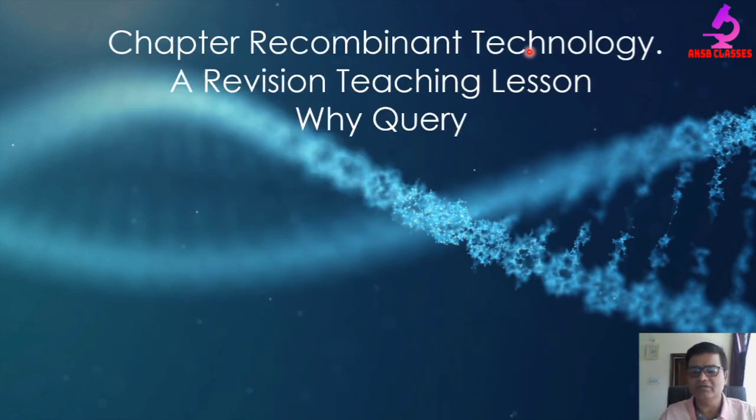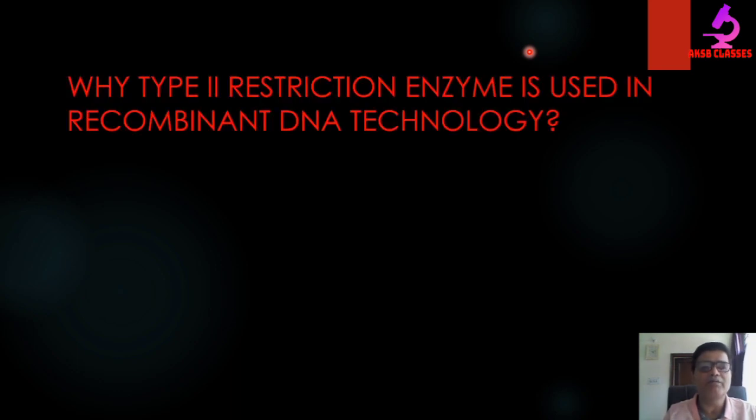So there are a lot of queries. Try to observe the queries during this teaching lesson. The first question is why type 2 restriction enzyme is used in recombinant DNA technology.